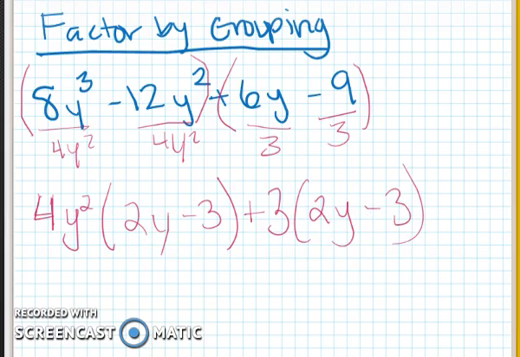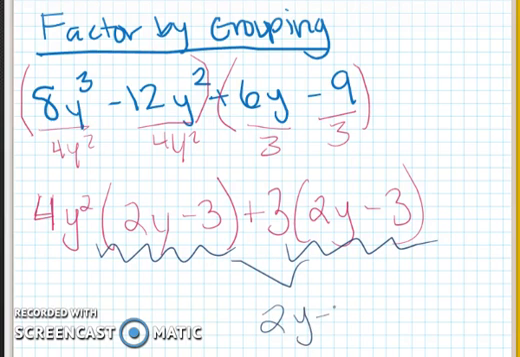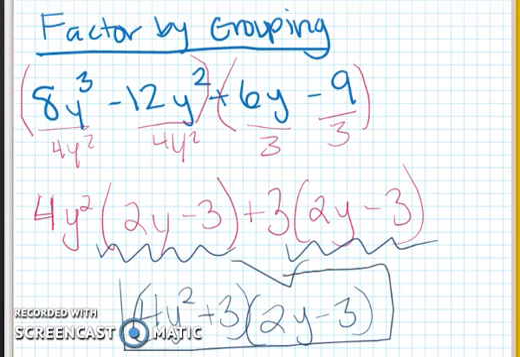And then everyone's favorite saying, they look the same. Okay, if they look the same, we write them once together. And then what we're left over with, we create a second binomial. So 4y squared plus 3 is our second binomial, and there is our final answer.